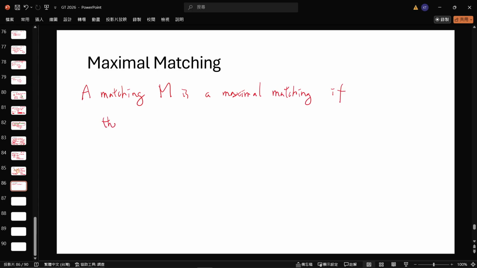if there's no larger matching that contains it. By contains it, I mean there's no larger set of edges that take M as a subset, okay?